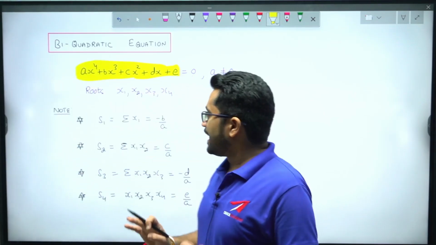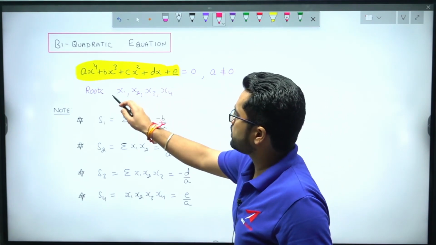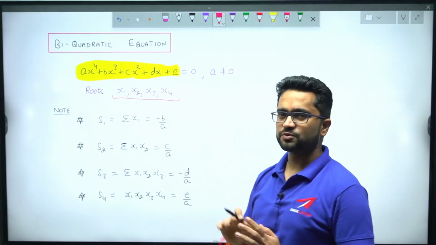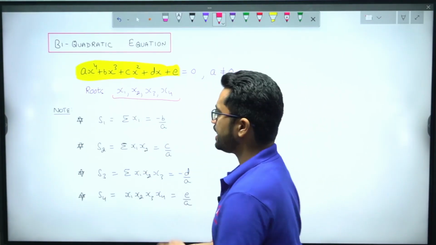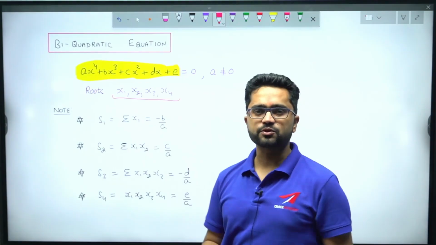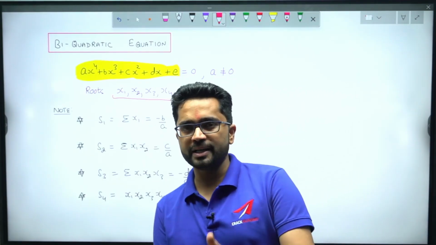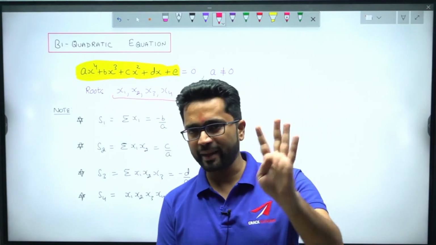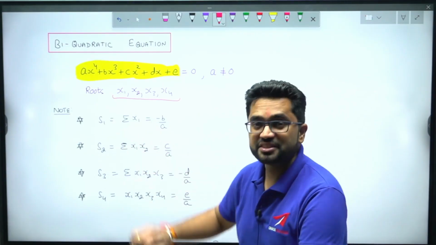Okay. Now, let me label the roots as x1, x2, x3, x4. This time I am using a different notation. I am not using alpha, beta, gamma. The roots are labeled as x1, x2, x3, x4. At most it can have 4 roots. Okay. So what is the first conclusion?